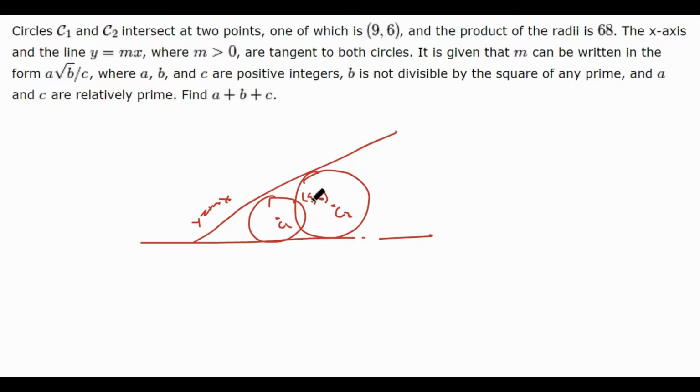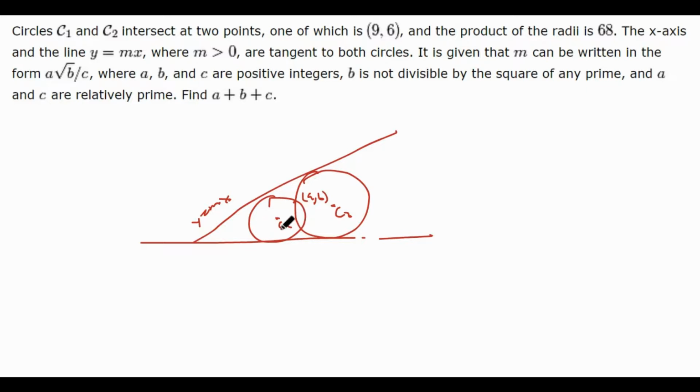With all this information, it was kind of confusing how we should put it together. We have two circles that intersect at (9, 6), and they're both tangent to y equals mx and the x-axis. And the strangest thing is that we have to use that the product of the radii is 68. I was pretty confused on how to do this. So first, I focused on things that I could figure out more easily. For example, what types of circles can go through (9, 6) and be tangent to the x-axis? That's the first thing I asked myself.